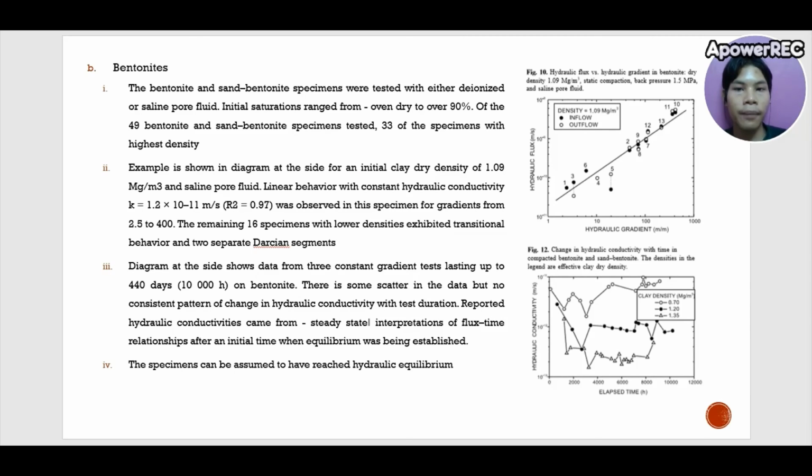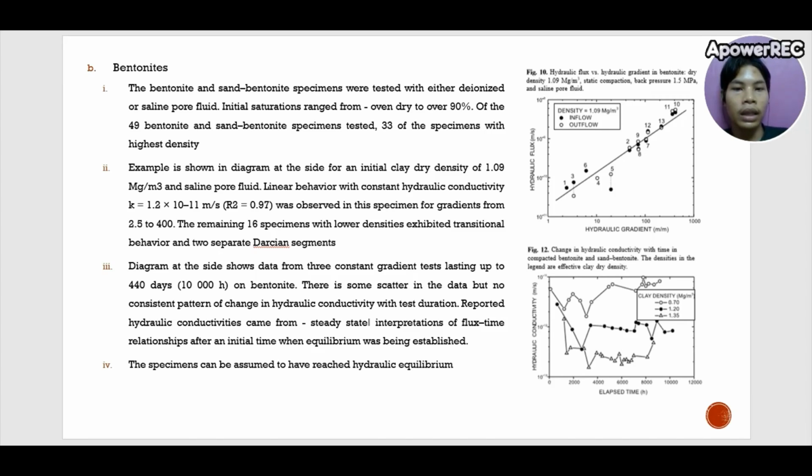And the last one is the bentonites. The bentonite and sand bentonite specimens were tested with either deionized or saline pore fluid. Initial saturations ranged from oven dry to over 90%. Of the 49 bentonite and sand bentonite specimens tested, 33 were specimens with higher density.